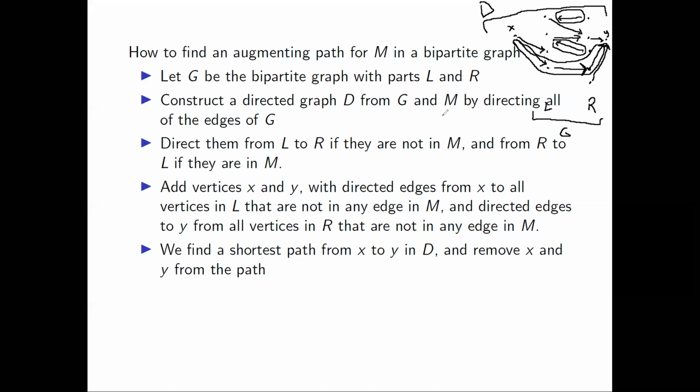And we can see that if we strip off the x and y and the edges adjacent to them, we're left only with this right here. And that's an augmenting path for M because we have two free, so that's a free vertex, and so is that. And the edge between them is not in M. So that's an augmenting path for M in that example we saw up there.